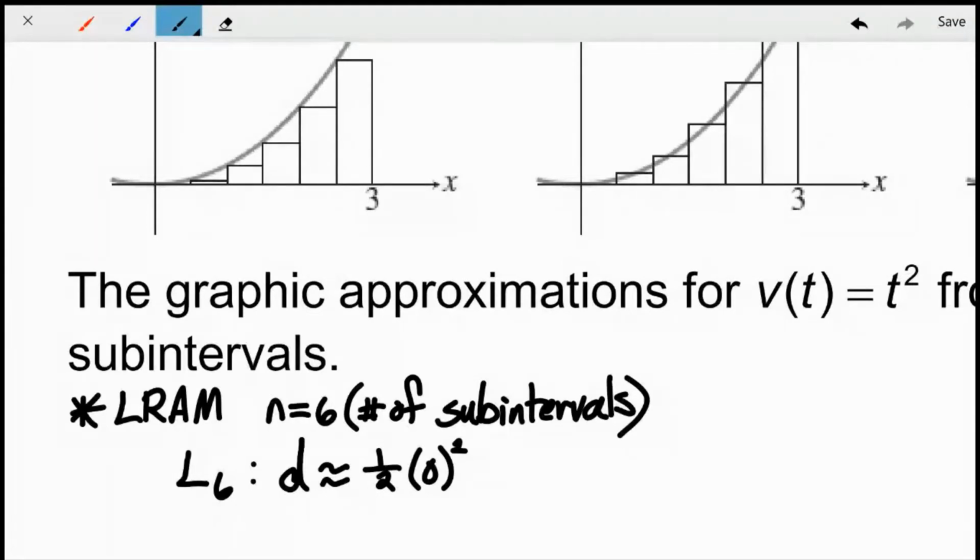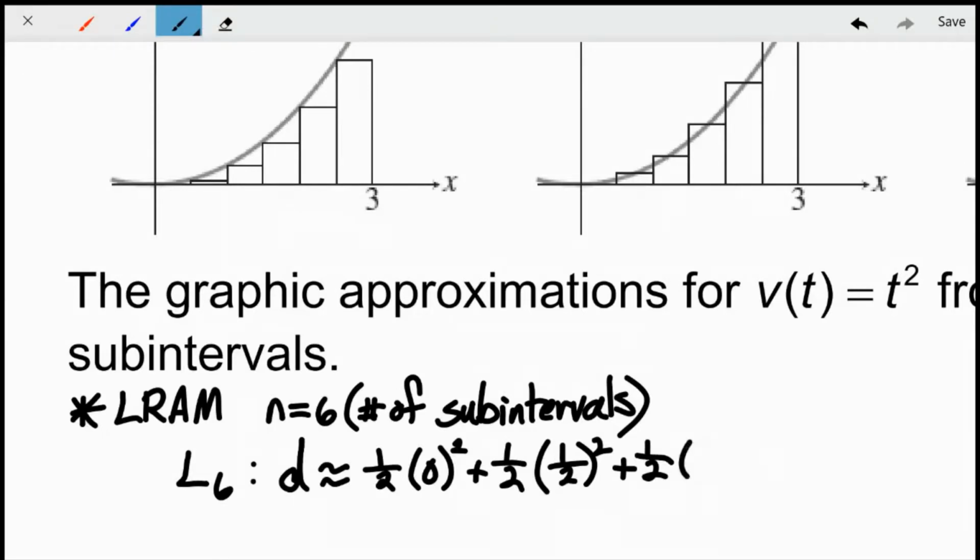Now the next subinterval goes from 1/2 to 1. The way I'm going to approximate that is 1/2 times, with the left side of the subinterval at time equal to 1/2, so plug that into my function, 1/2 squared, and that's going to be the area of the second rectangle. Now the third rectangle goes from time 1/2 to time 1.5. So I still have a base of 1/2. The height now, the left side, would be 1.